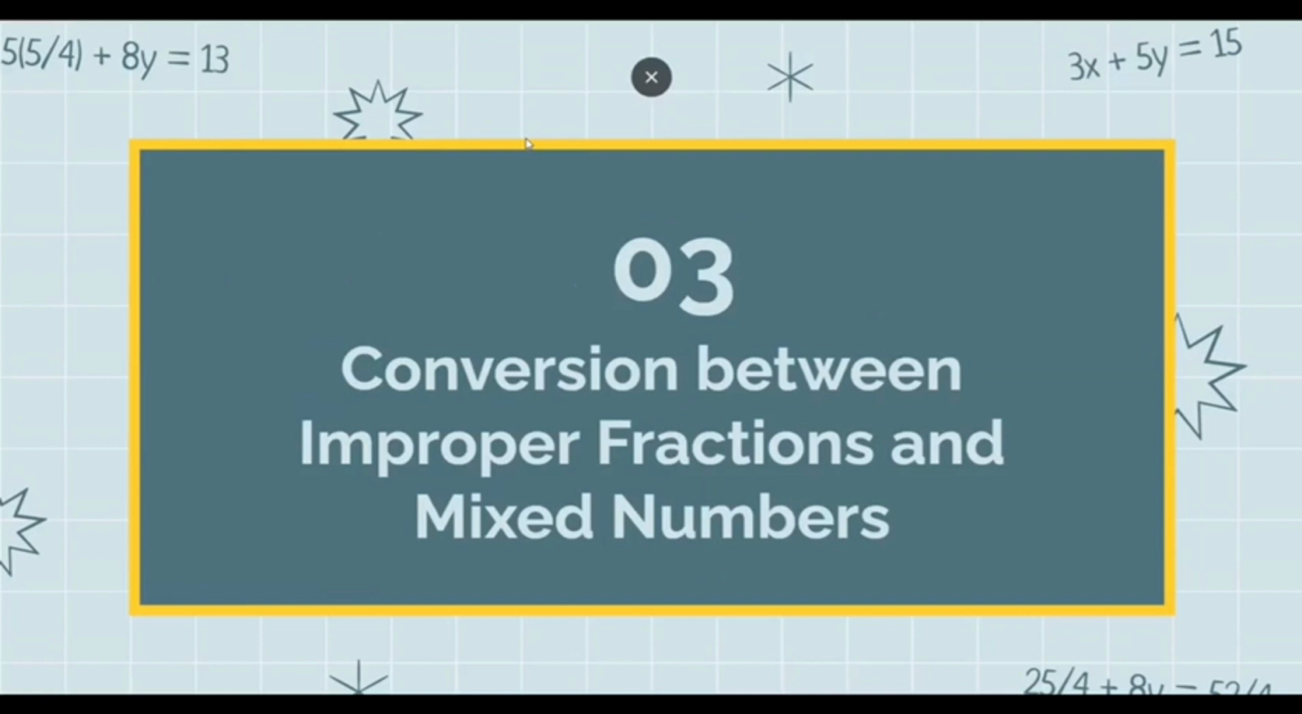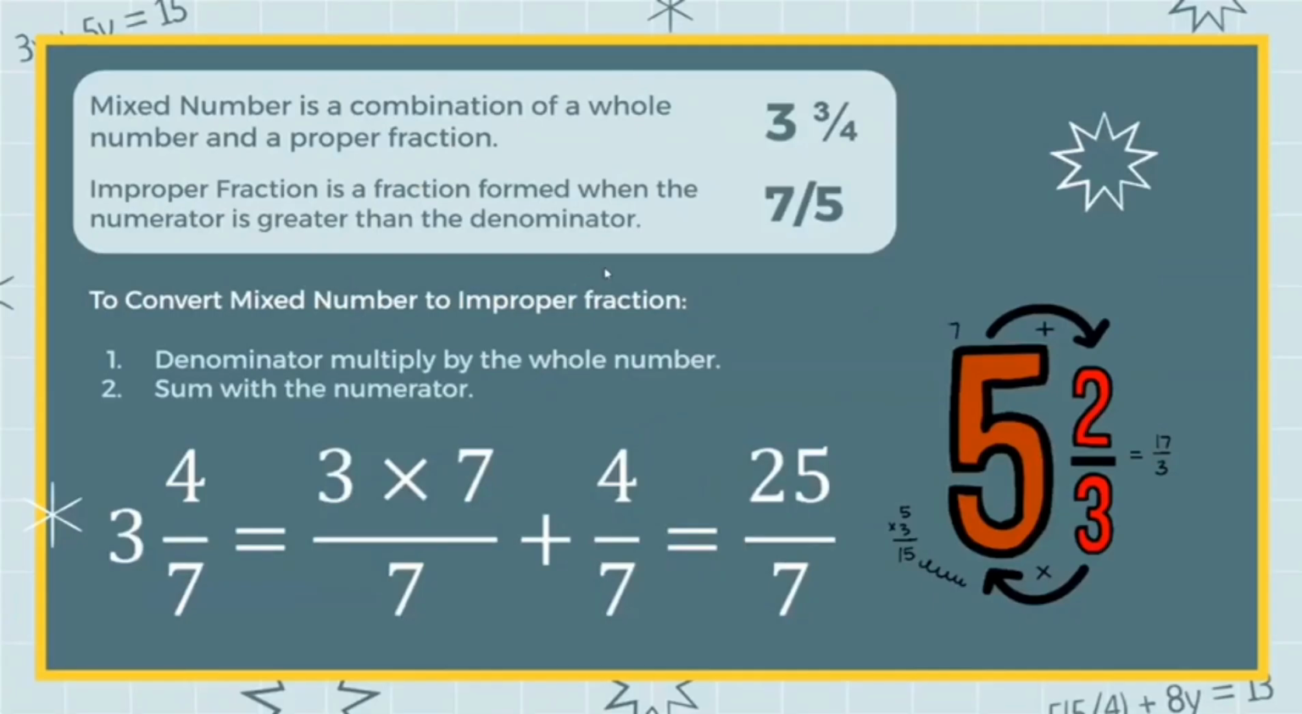Conversion between improper fractions and mixed numbers. To convert a mixed number to an improper fraction, there are two steps. Multiply the denominator by the whole number and add the numerator. Today's question: convert the mixed number 3 and 4/7 to an improper fraction.